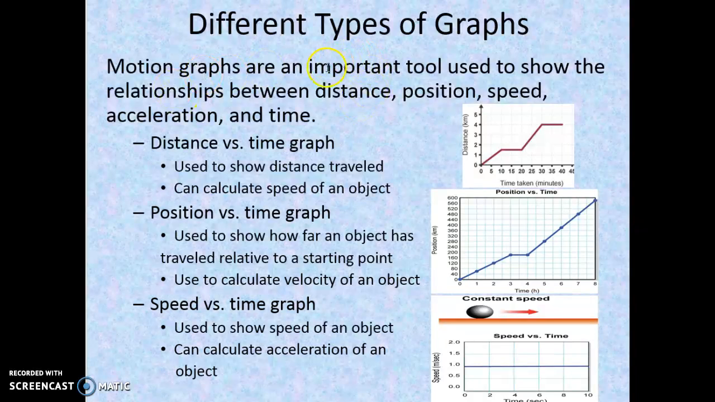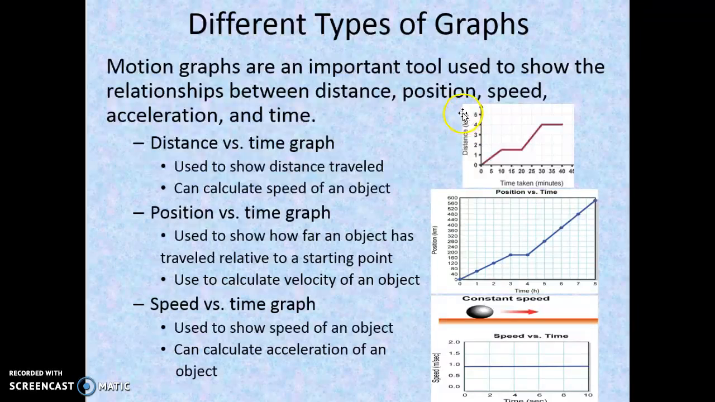Okay, there's different types of motion graphs. You have a distance time graph, which we'll be looking at today. You have position time graph, and then you have a speed time graph. Distance and position time graphs often get confused with each other, but they're not the same thing. They're very similar, but they're not the same. We'll be looking at distance time graphs today, so it's this first example here.